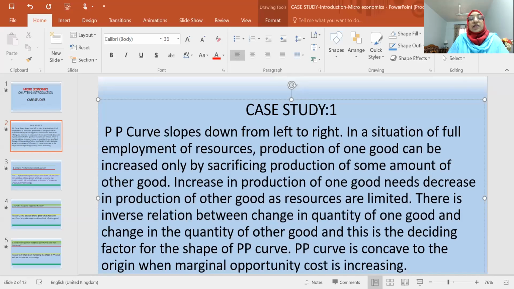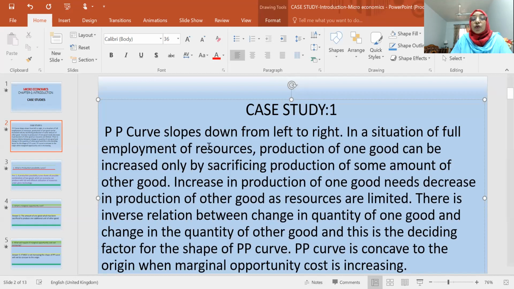So I will be giving you a few examples of case studies, what type of case study can be asked in your exam, what probable questions can be based on it, and what will be its answer. So let us move to the topic. The first case study which I have taken here, let us go to the case study.